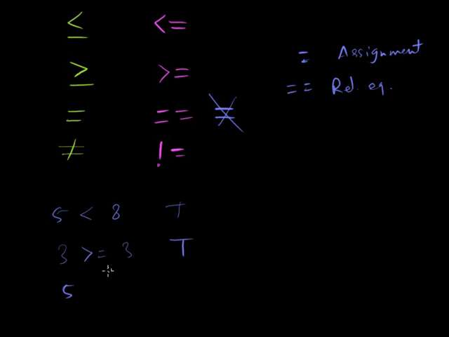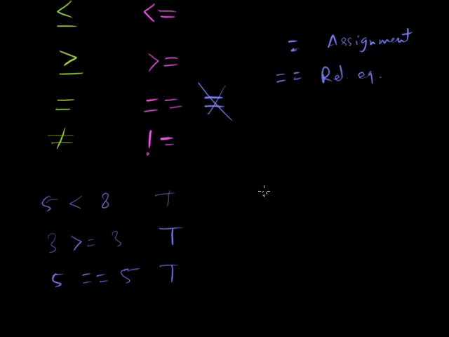5 is equal to 5. This is also true. Yes, 5 is equal to 5. If we take 2 greater than 10, this is false. Is 3 not equal to 6? This is true. So this way any relational expression can be solved. Okay, with that said, let us look at a very simple and subtle topic.